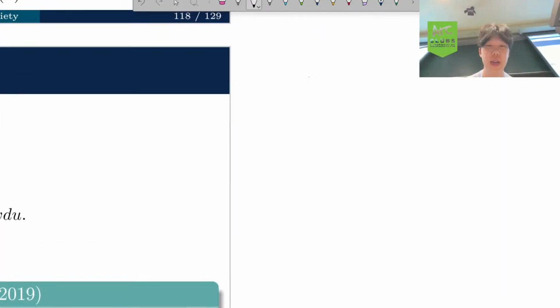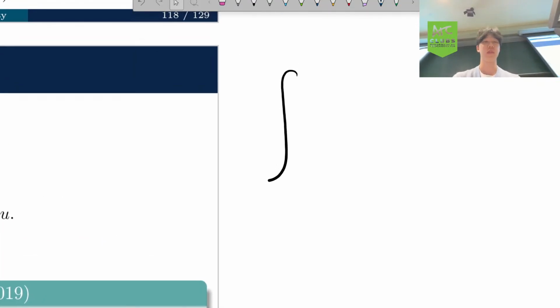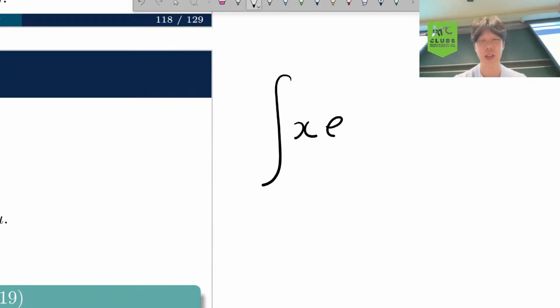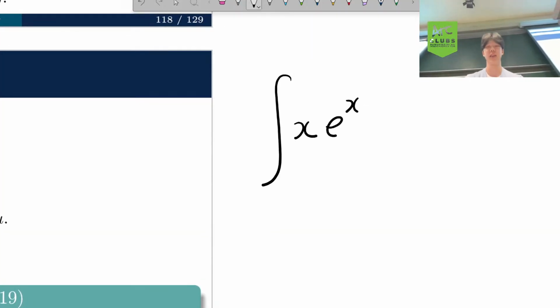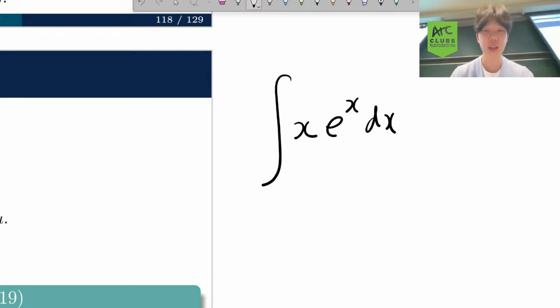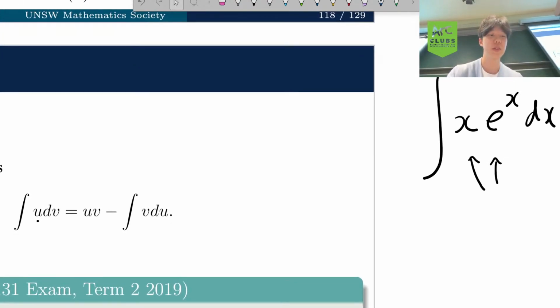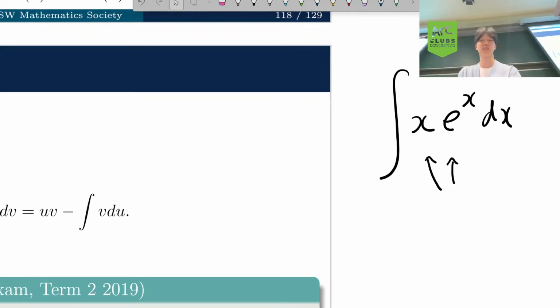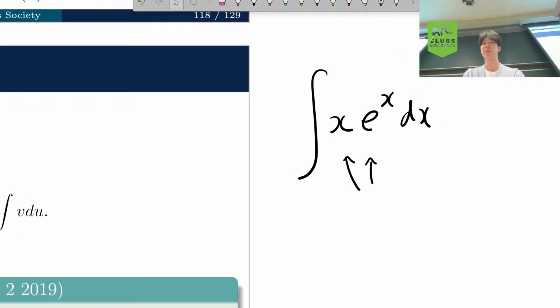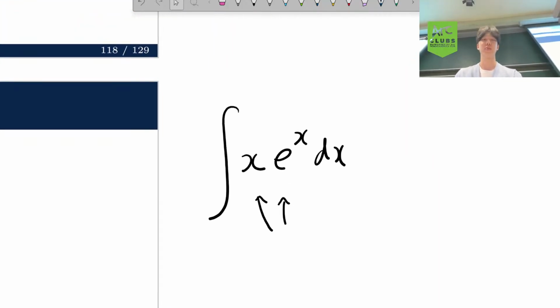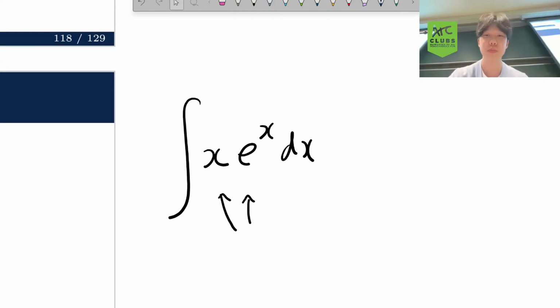So I will give an example of how we're going to recognize. So if I have an integral like x times e to the x dx, I see that, okay, it's two things multiplying together. So I should probably use integration by parts. But notice how in the formula we have u and a v, but the question doesn't actually tell us what's u and what's v. So we have to figure out what it is by ourselves. And there's a really easy way to figure out.